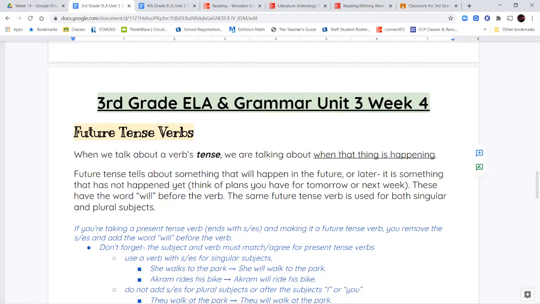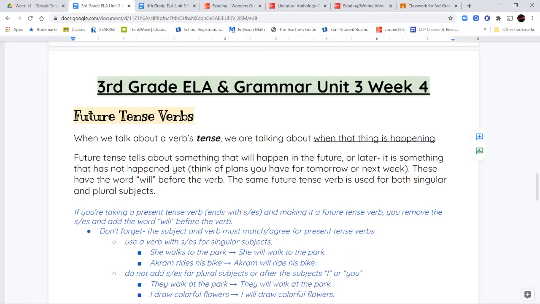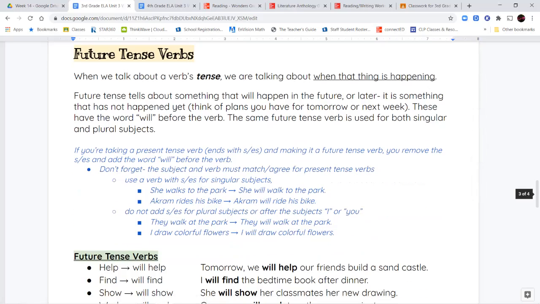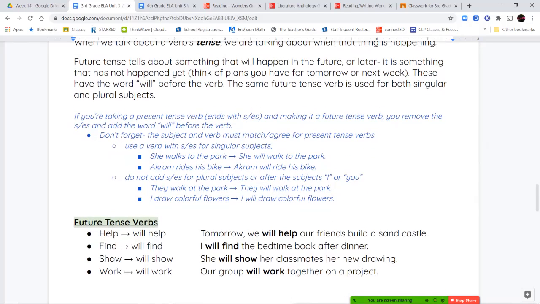Or sorry, for present tense, she has or they have, he has or they have, I have or you have. Now I did put the rule in here for you, and I made it a little bit smaller, a different color, just to kind of remind you what those rules are, and you can review those on your own. Those are talking about present tense verbs that end with s or es, and how we will remove that, and we're going to add the word will before the verb to make it a future tense verb.